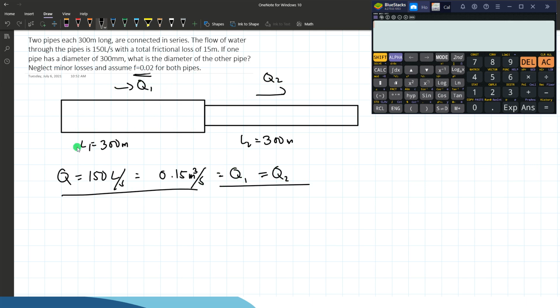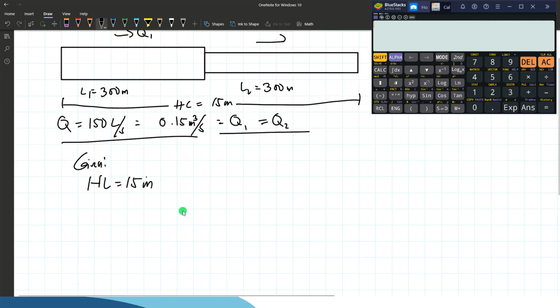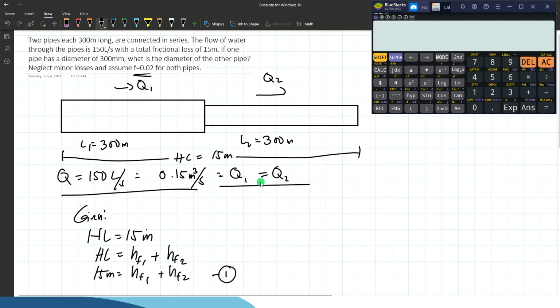Then we are also given a total frictional loss of 15 meters. It means a total head loss of 15 meters from pipe 1 to pipe 2. Again, as we recall, the total head loss in series pipes is just the sum of their frictional losses in each pipe. So 15 meters is equal to HF1 plus HF2. That's equation 1.